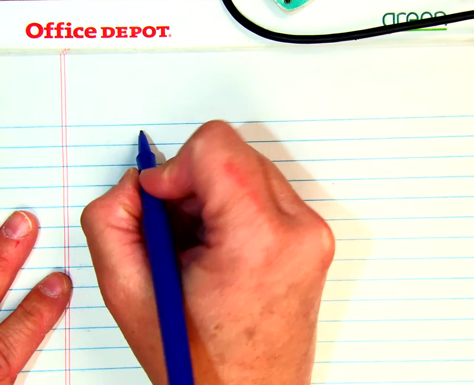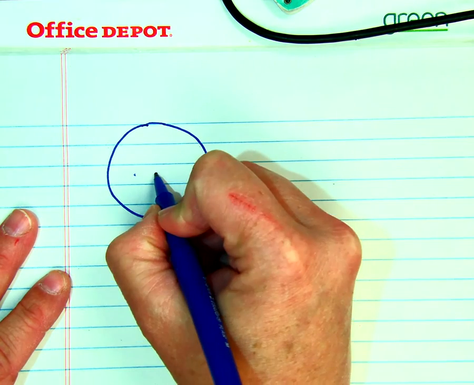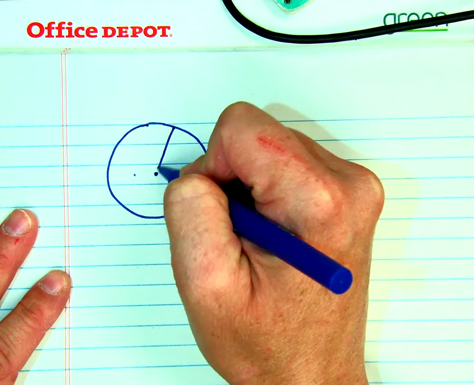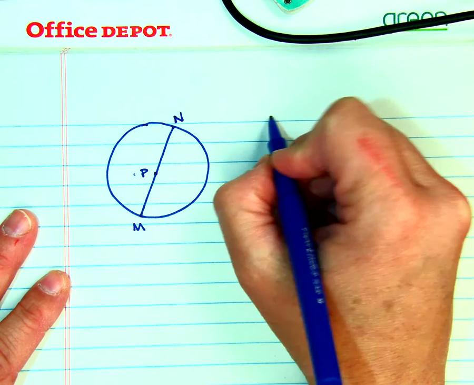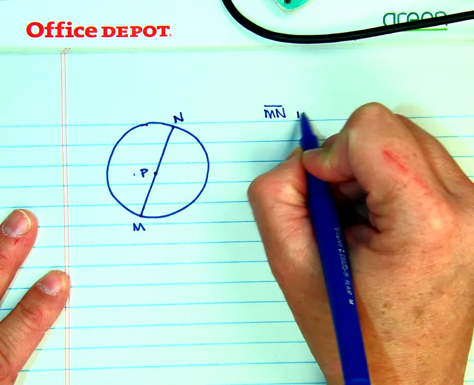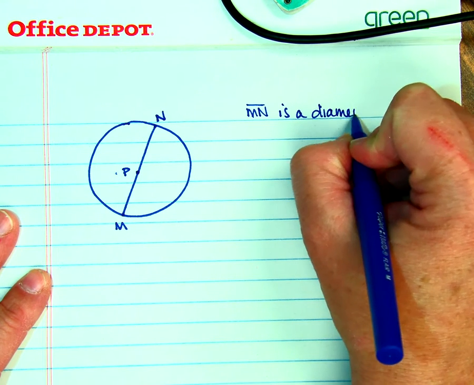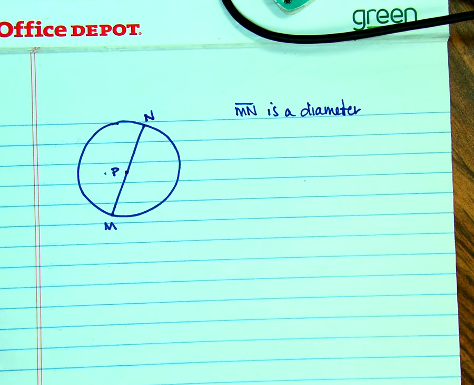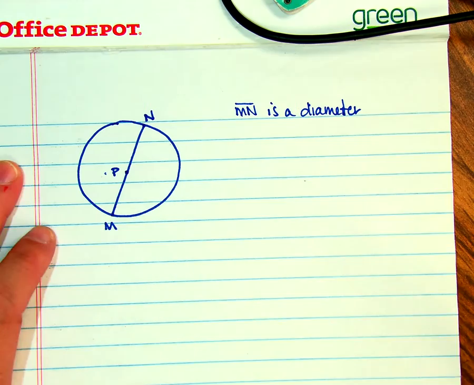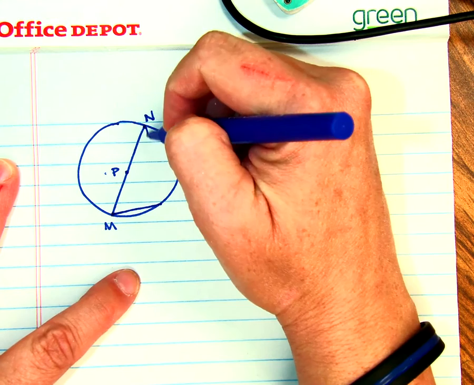Okay, so the next video that we're going to talk about is if you have a circle and we clearly have a diameter. Okay, so we have circle P, M, and N. So MN is a diameter. So if I inscribe a triangle, I'm going to go ahead and draw a triangle in here.